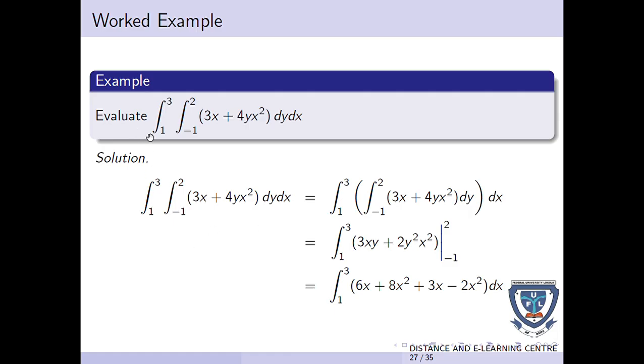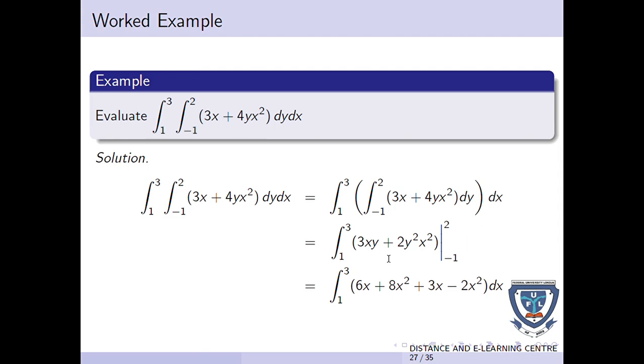We should evaluate the integral from -1 to 3 and the integral from -1 to 2 of (3x + 4y) squared dy dx. Solution: here, you're going to integrate term by term. After doing the integral the first time, you do it the second time. That is just it. Separating using brackets, you have the integral from 1 to 3 of the integral from -1 to 2 of (3x + 4y) squared dy. I will do the one in brackets first before the other integration.